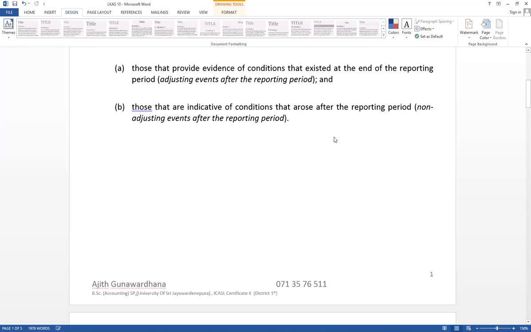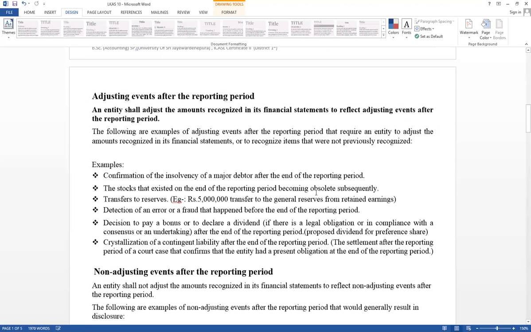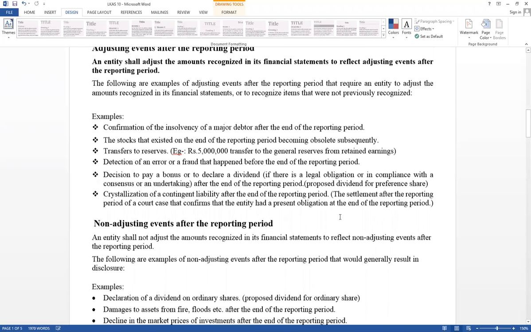Right, now think about this one. Those are the examples for adjusting events and non-adjusting events. This part is very important, learn it by heart. And this is the non-adjusting events.